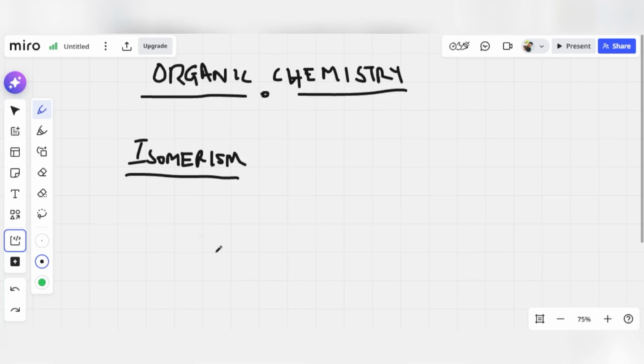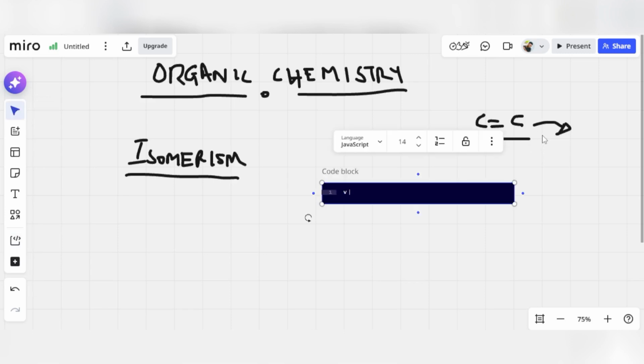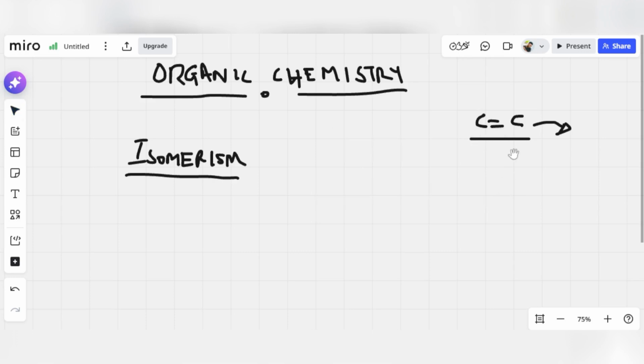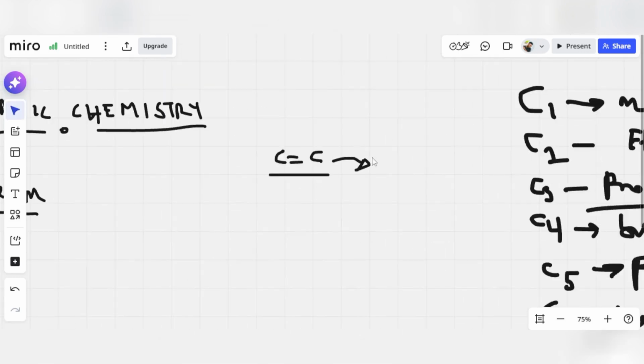All right, so welcome back. Now, still on isomerism, let's say we have a compound with a double bond. And you know that I told you that when you see a carbon-carbon double bond, that actually refers to the alkene family, the ENE family. So the alkene families are the ones that normally have carbon-carbon double bonds.